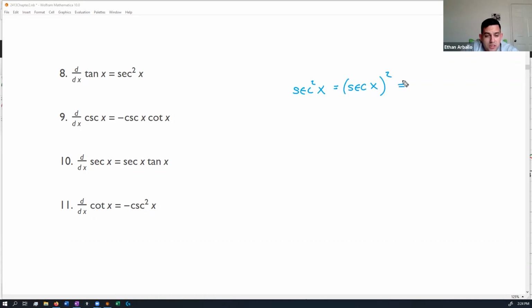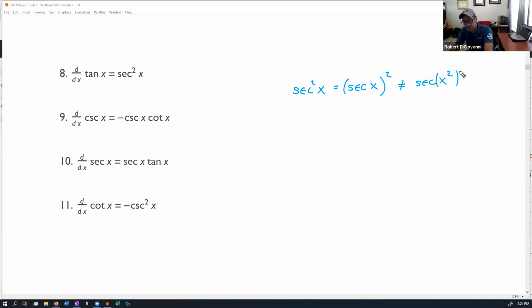These look really similar to the inverses from trig, but not this. That's not the same thing. In fact, if we wanted to be really safe, we'd put the x squared in parentheses like that. So these are not the same.